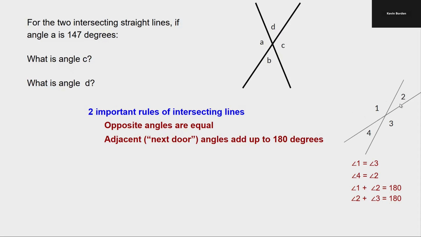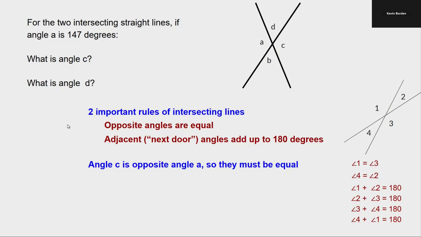We could also say that angles 2 and 3 are next to each other. Those also add up to 180. As do angles 3 and 4, and 4 and 1. So every set of angles that are next to each other will add up to 180 degrees. These properties will allow us to solve this problem.